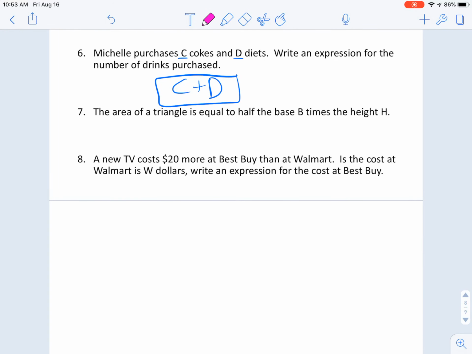The area of a triangle is equal to half the base B times the height. So half the base means multiply by 1/2. B is some length we don't know. Times means multiplication. And the height, h, is some number we don't know. So we're going to multiply B by 1/2, so 1/2 B, and we're going to multiply that by the height. We don't really need to draw the dot. It's okay to draw it. But really the answer here is just going to be 1/2 B times h.